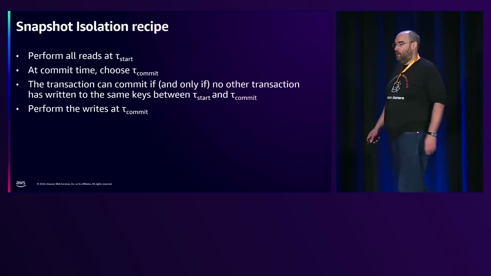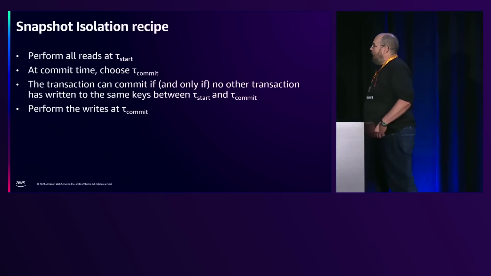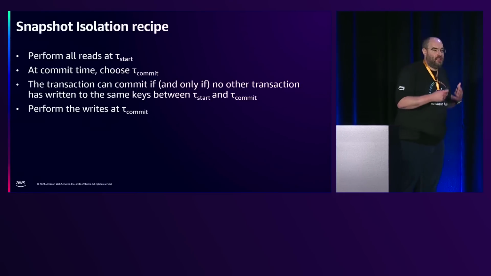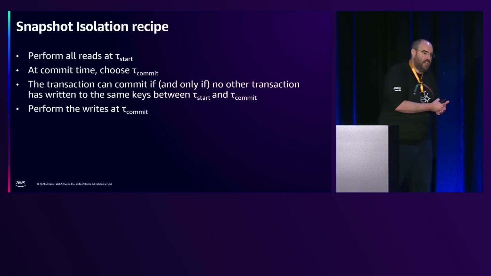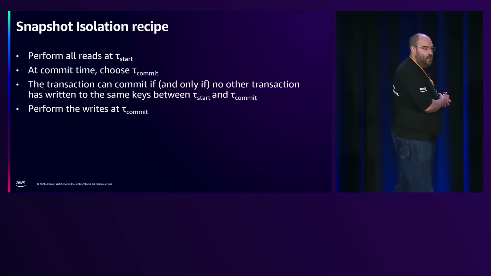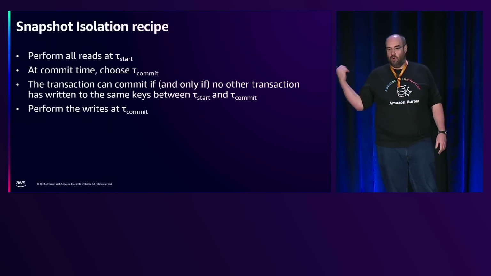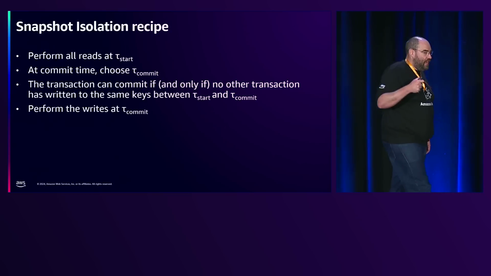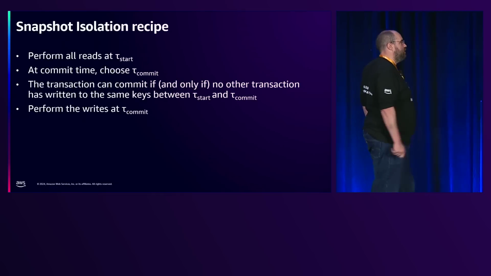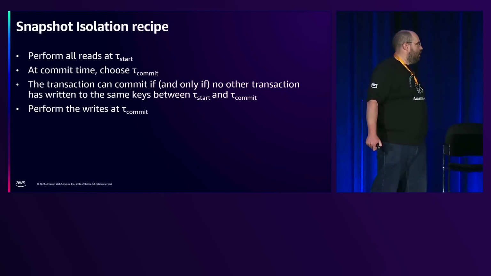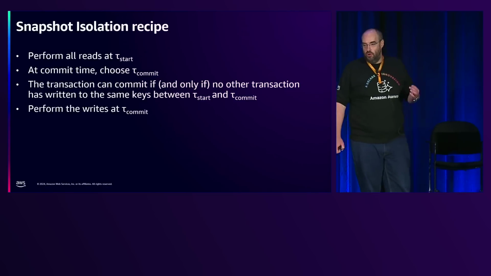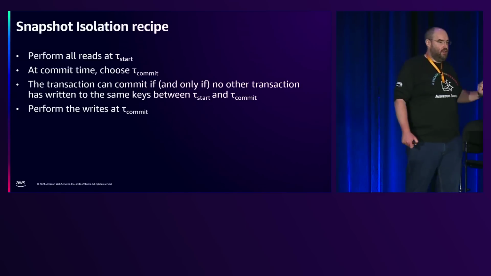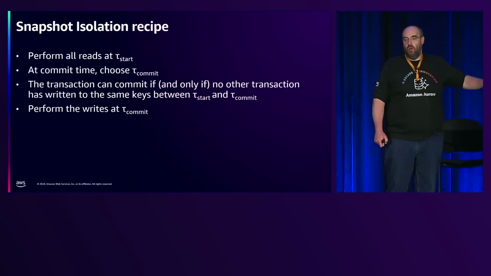So what does this look like as an implementation recipe for us? We perform all reads at tstart, as I've talked about a bunch. And then at commit time, at the time that we write to the database, we choose a second timestamp. That's called tcommit. Again, we choose that based on those physical clocks, but also based on the isolation implementation protocol. The transaction can commit if and only if no other transaction has written to the same keys between tstart and tcommit. And then we have to do that write into the database at tcommit. And so it has to appear to other readers at that logical time or not at all.